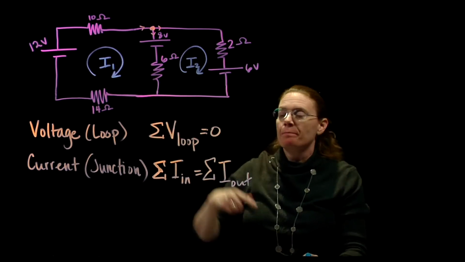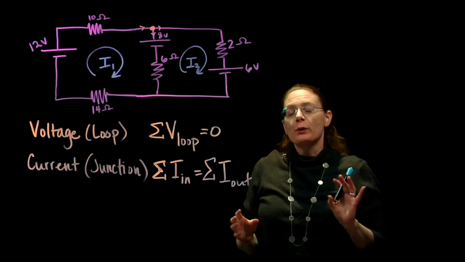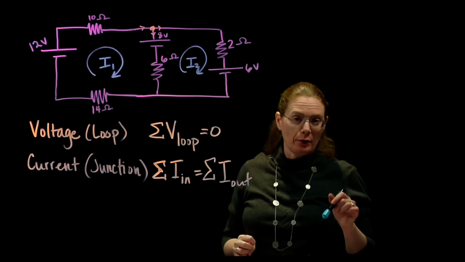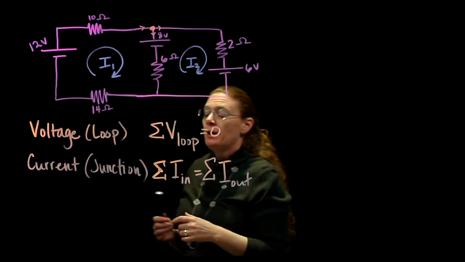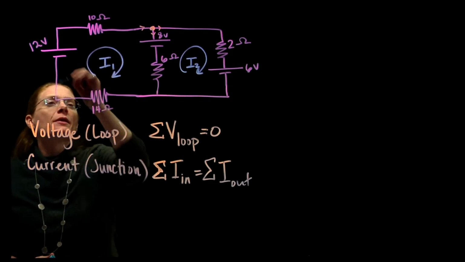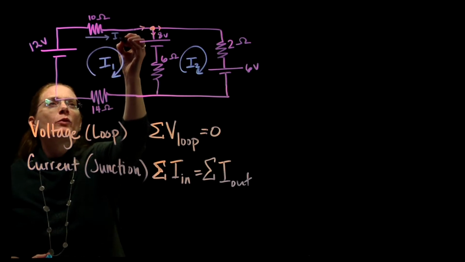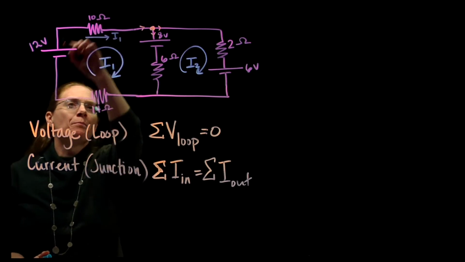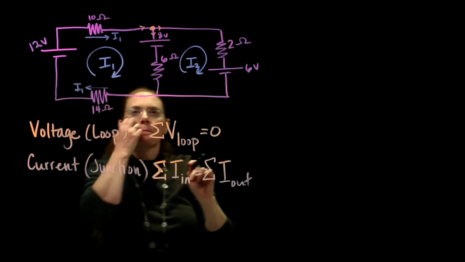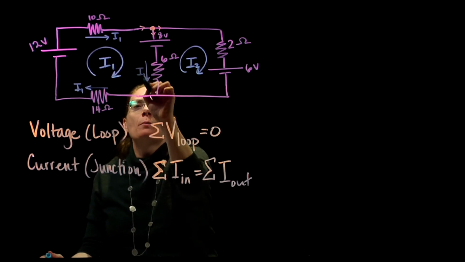Define your currents. And now what I recommend that you do is, for each resistor, draw the current and the direction of the current through that resistor. You don't have to do this, but it's going to help you. So if I1 is going this way around this loop, we've got I1 moving this way through the 10 ohm resistor. We've got I1 going this way through the 14. We've got I1 going down through the 6 ohm.